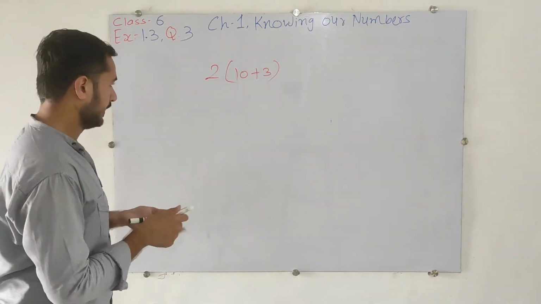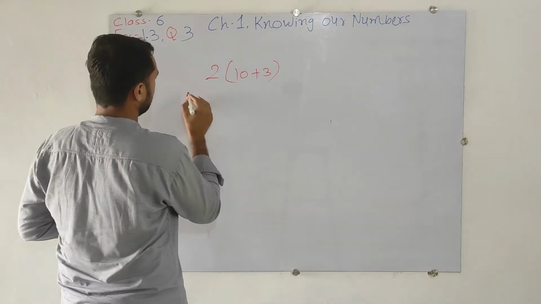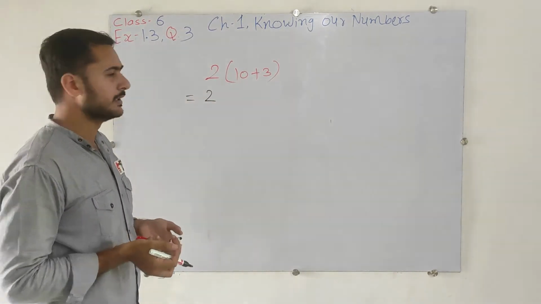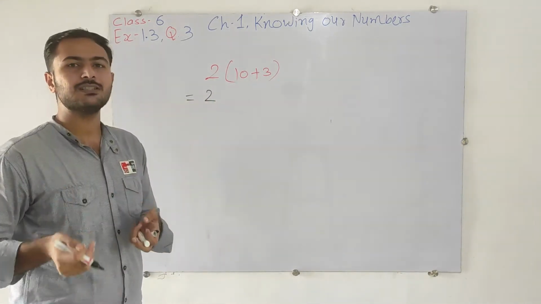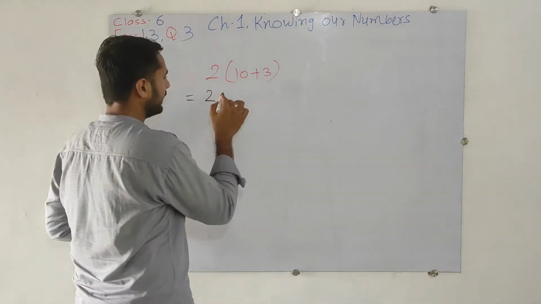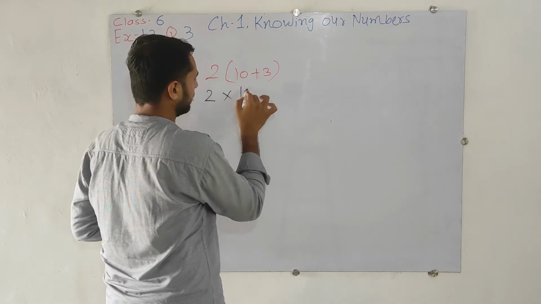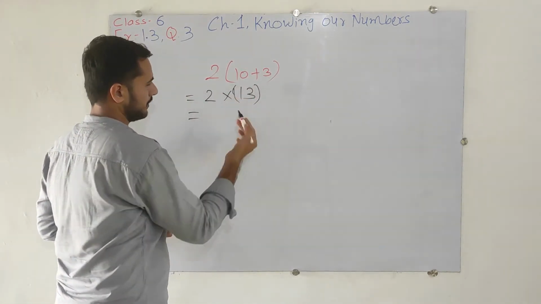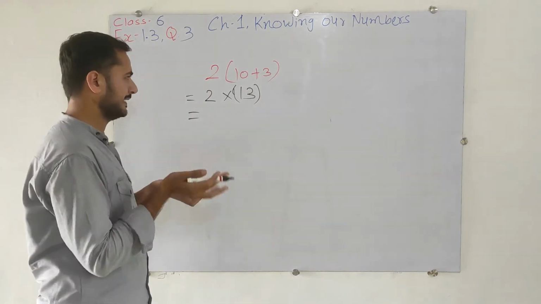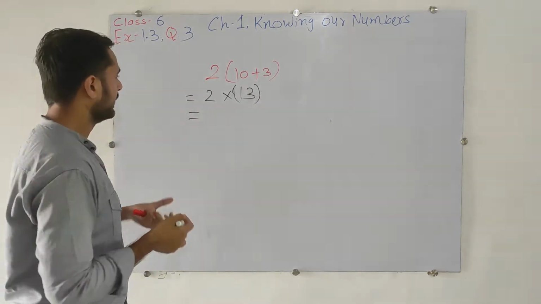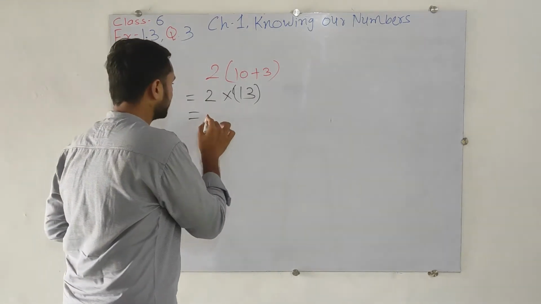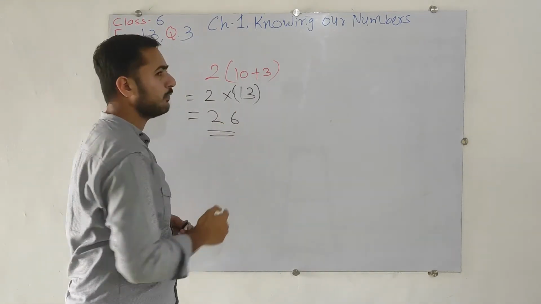So how will we solve? As we did in the last examples, 2 as it is, first of all we will solve the brackets. So that is 10 plus 3, that is 13. So what I will do? Multiply, this is 13. Again, you can write the bracket or if you do not, that is correct only, there is no difference. Now, 2 into 13, so 13 2s are, that is 26. So this is our final answer.